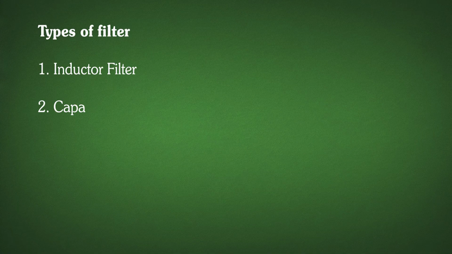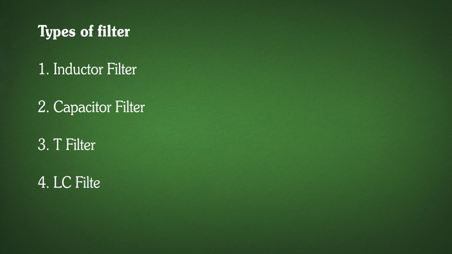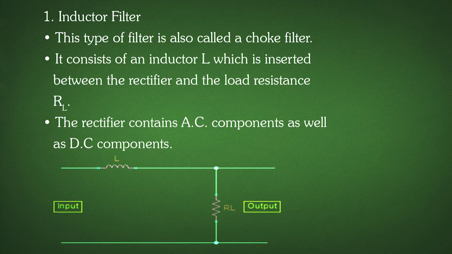These different types of filters are categorized depending upon the components used for the filtering process. The different types of filters are inductor filter, capacitor filter, T filter, LC filter, and last is CLC or pi filter. Now, let us see the first type of filter, which is the inductor filter.